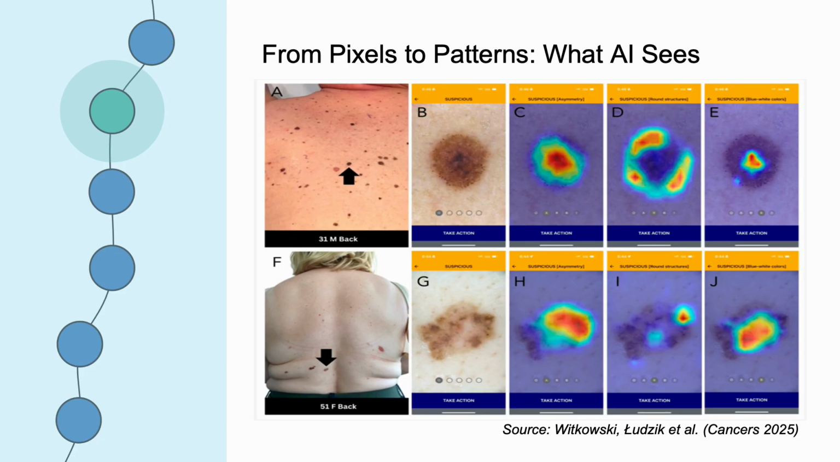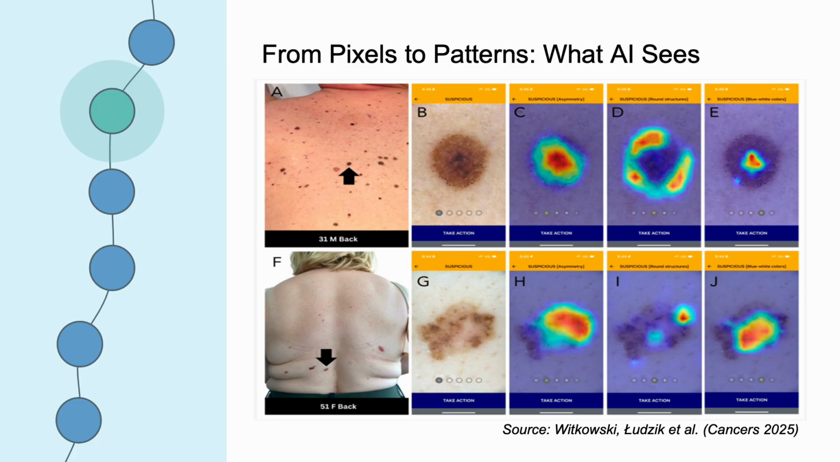AI in dermatology uses pattern recognition across many skin conditions, not just cancer. It analyzes pixel data such as asymmetry, color, texture, vascular patterns, and different structures. It transforms these into features linked to disease. AI detects visual patterns, not diagnosis, so results must always be interpreted in the clinical context.